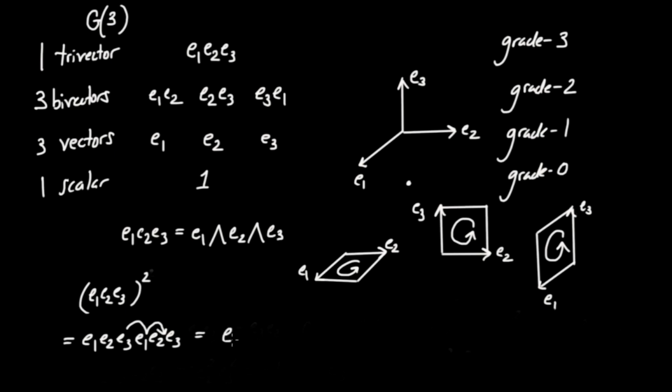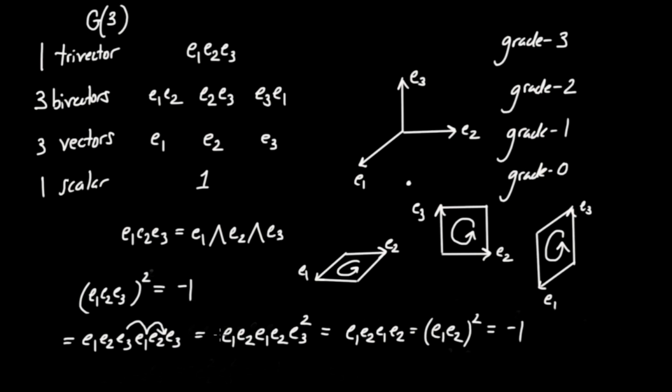I'm going to rewrite this as E1, E2. The E3 is going to get shuffled over to there. The E1, E2 are going to move over times E1, E2. Then I have E3, E3, or just E3 squared. That's equal to 1. So this is equal to E1, E2 times E1, E2, which is equal to E1, E2 squared, which we've already found is equal to minus 1. So we conclude that the square of this trivector is also minus 1. So this is yet another object in geometric algebra that squares to minus 1.